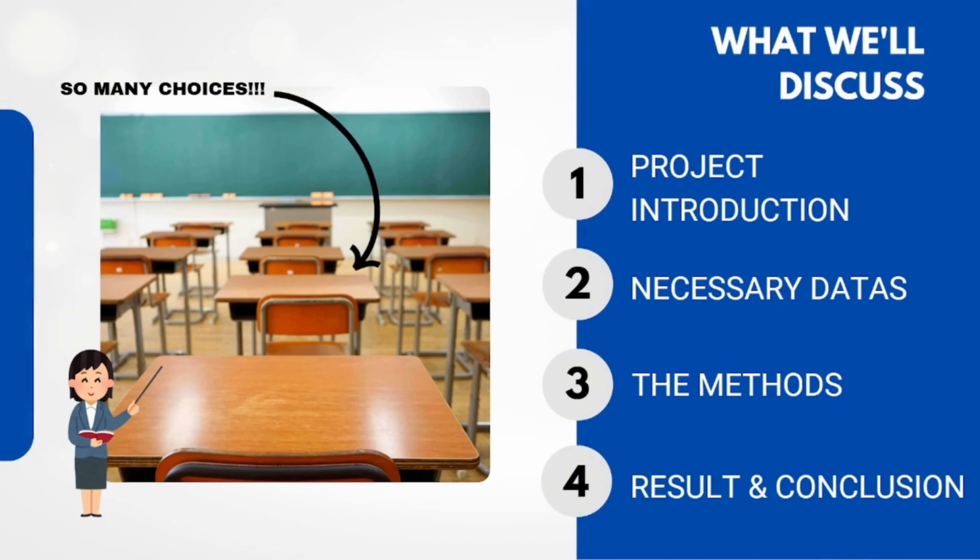Now, in this presentation, we will begin by explaining the motivation behind our project and why seat selection actually matters. After that, we will describe the data required to model the classroom mathematically. We will then introduce two different linear algebra methods used to score each seat. Finally, we will analyze the result and summarize our conclusion.